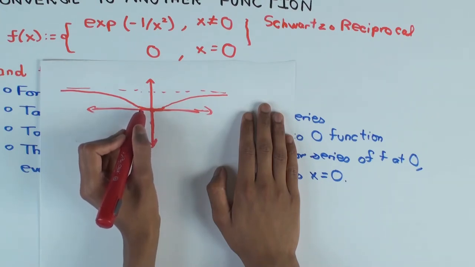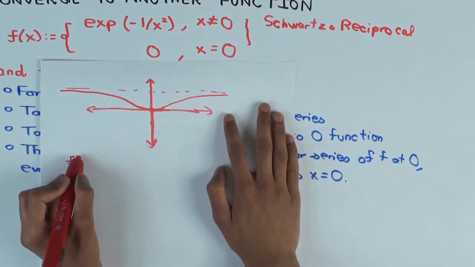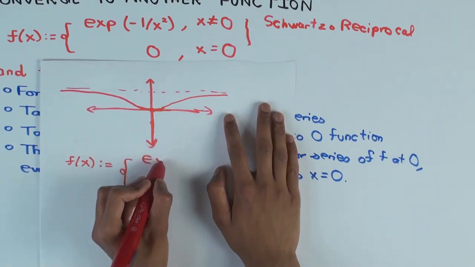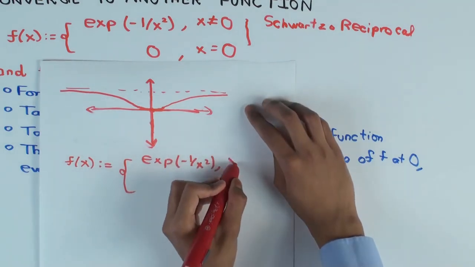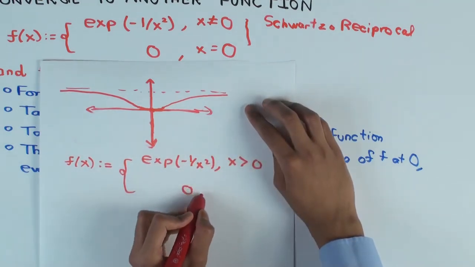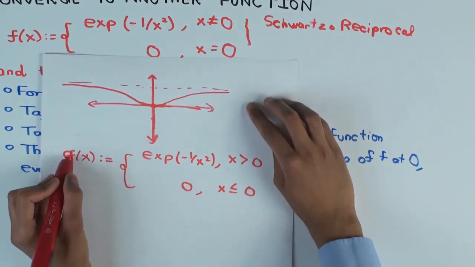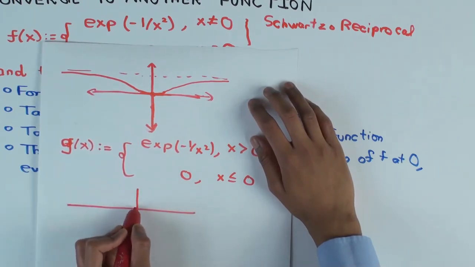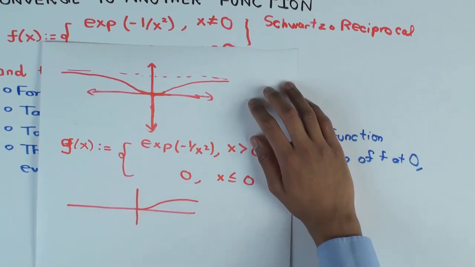Now, what's the significance of this? Well, we could do other variations of this now that we have this. If you want, you could do this function. I'll call this g, a new function g. What is this? Well, to the right of 0, it's growing like e to the minus 1 over x squared. What happens on the left of 0?